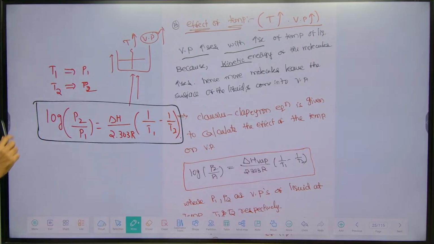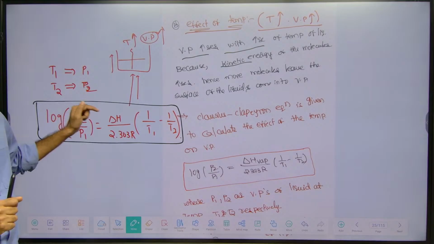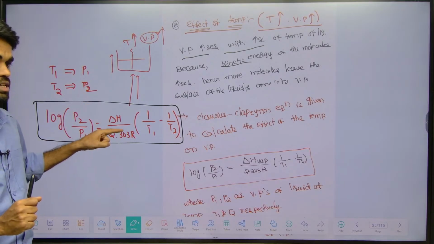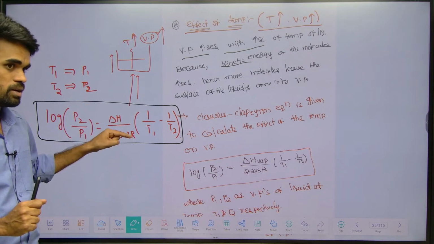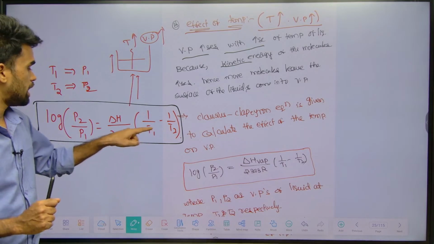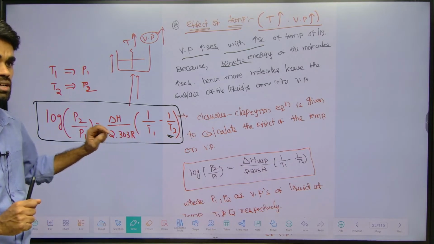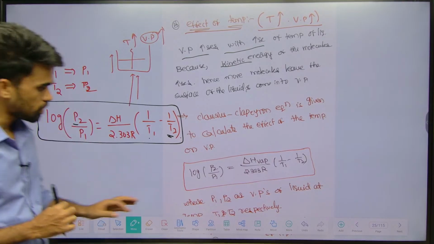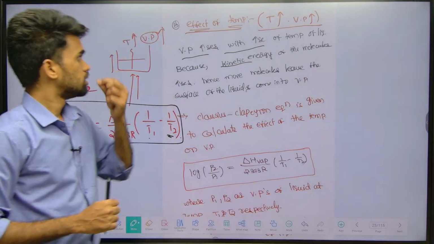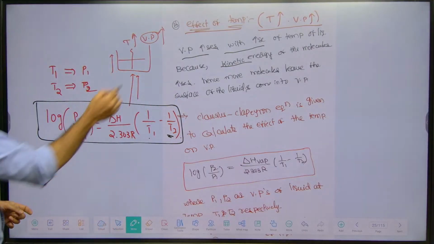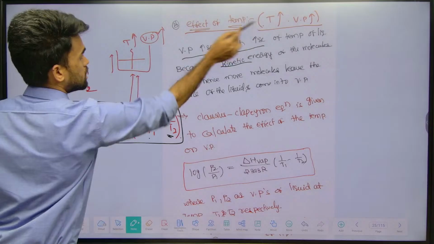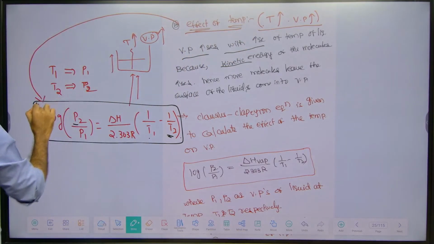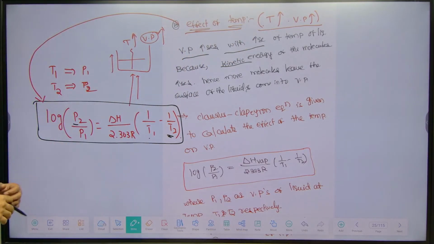What is the Clausius-Clapeyron equation? Log P2 by P1 equals delta H by 2.303 R, 1 by T1 minus 1 by T2. At temperature T2, what is the vapor pressure? P2. At temperature T1? P1. So for the effect of temperature, you write this, then directly write this equation as the Clausius-Clapeyron equation.